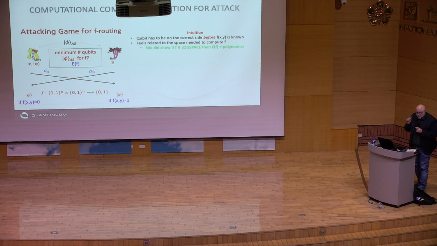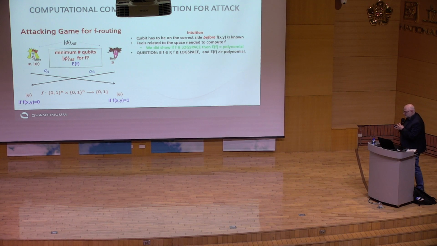And actually, we were able to show the other way around, that if you only need very little space to compute f, then the number of entangled bits to attack this f routing game is only polynomial. So if there's a logarithmic amount of space, then the number of EPR pairs that are needed is only polynomial.